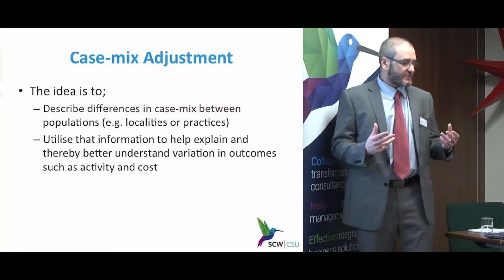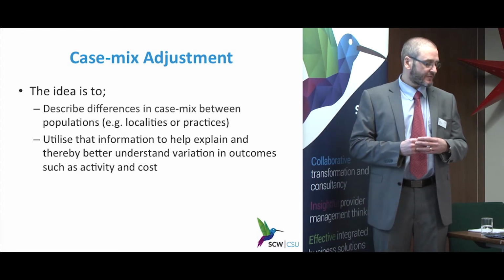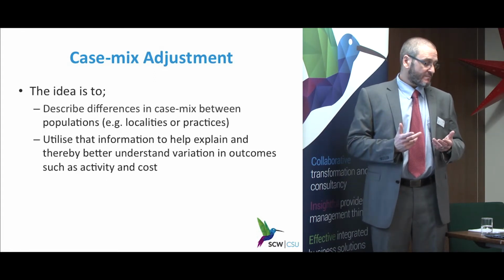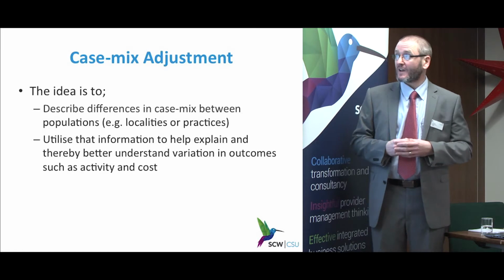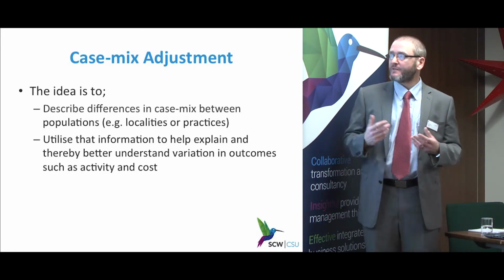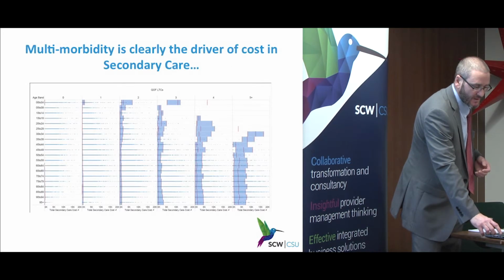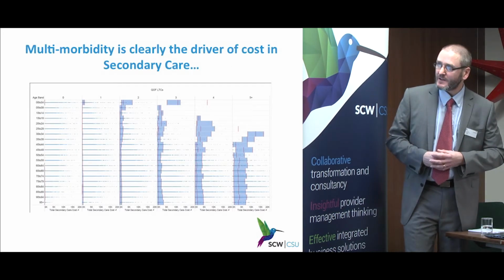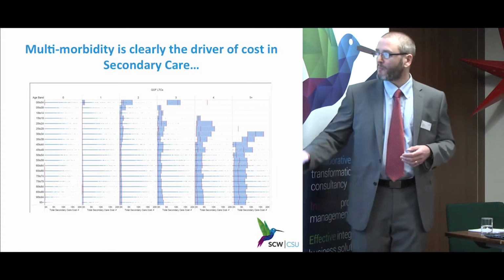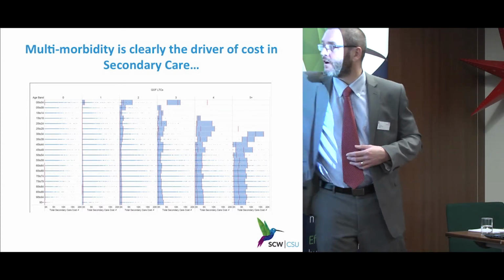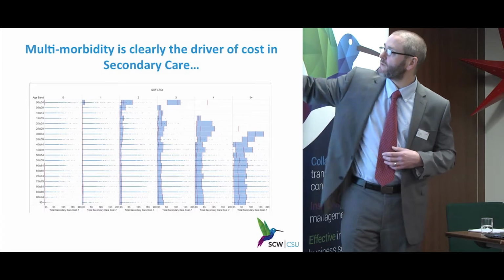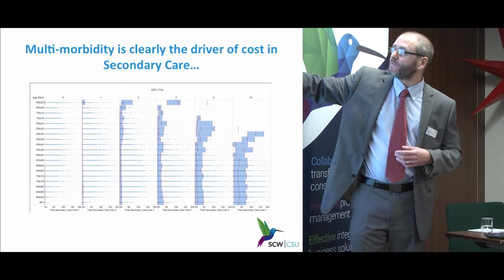So moving on to case mix adjustment, the idea is that we can describe differences in case mix between populations, so localities or practices, and then use that information to help explain and better understand variation. So this is a very busy graph, and you can probably ignore everything that's happening above a line that I'm drawing with my finger here, simply because the distributions are based on very, very small numbers.